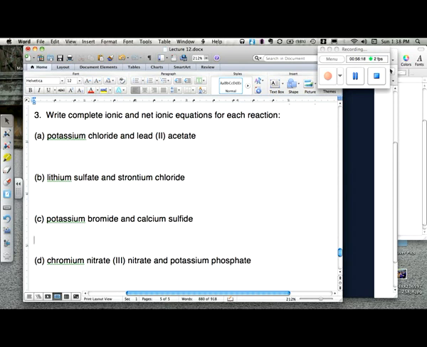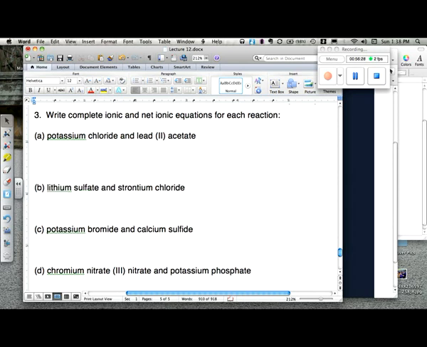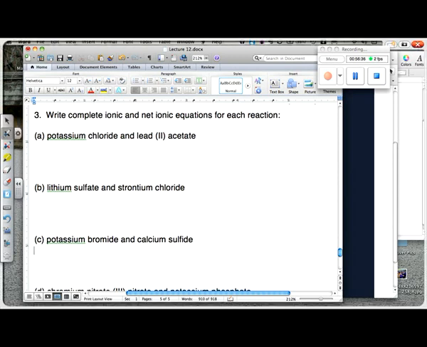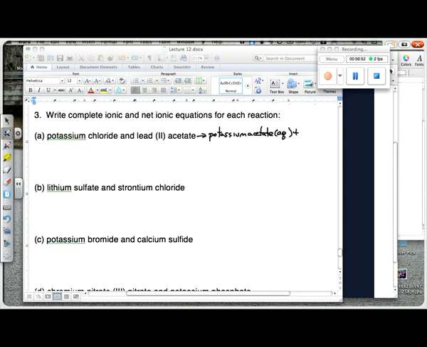But the first thing I'm going to do is determine whether or not I have products. I think all of them have products. And then I'm going to start writing formula equations and complete ionic and net ionic equations. Okay. So potassium acetate is a possible product. I'm trying to write small so I don't use up too much room. And potassium compounds are soluble as well as acetate ones, so this is aqueous. And lead chloride is going to be my solid.